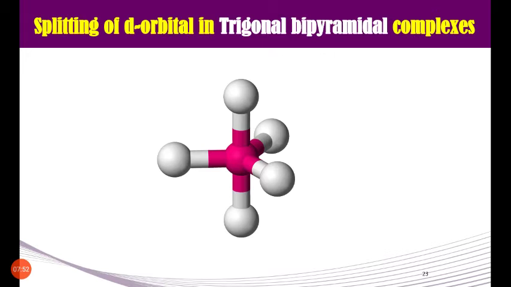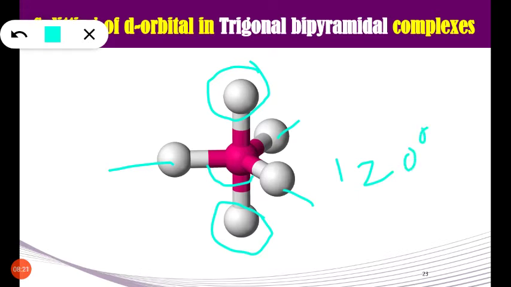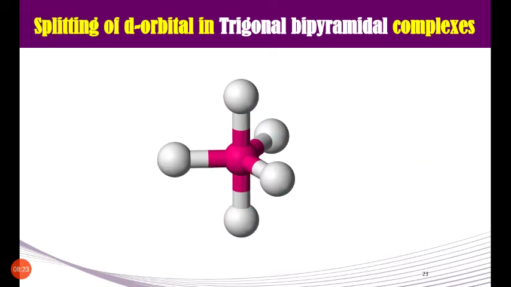See carefully the geometry. In this geometry, 3 ligands are present, this, and this. These are equatorial, and 2 ligands, this one and this one, are axial. Similarly, the bond angle in between the equatorial ligands is 120 degrees.